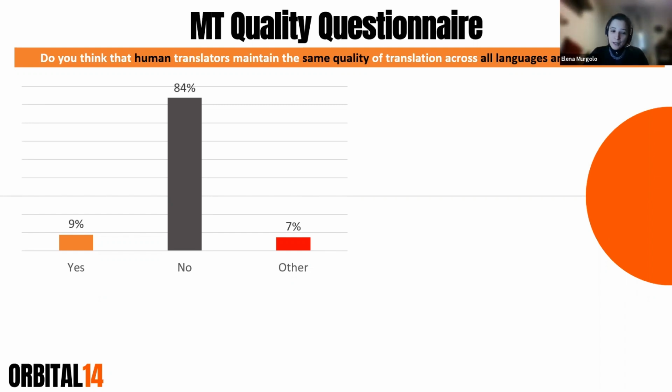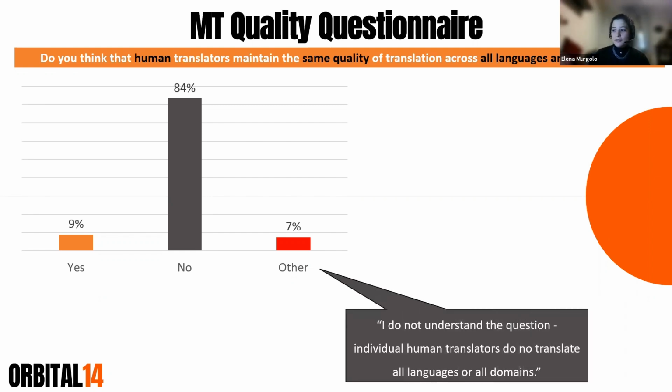And again, there was somebody who caught my trick and said, I do not understand the question. Individual human translators do not translate all languages and all domains. So again, human parity compared to what? Do we get human parity language by language, domain by domain, or do we want human parity in general? Unfortunately, again, there was this 9% that said yes.